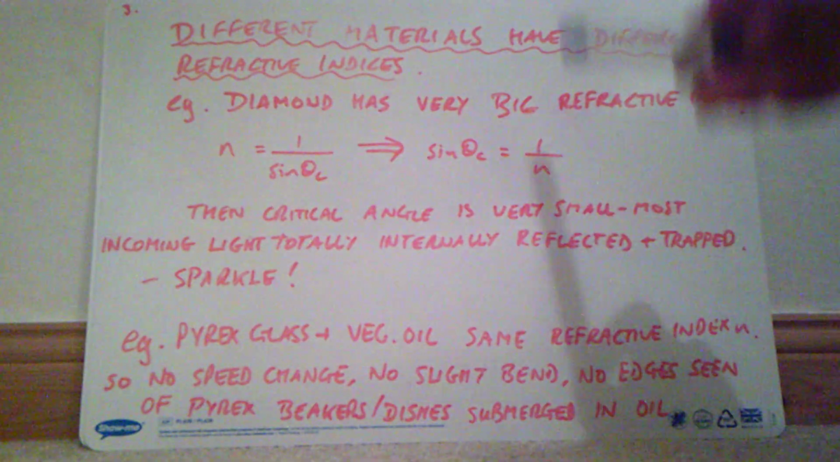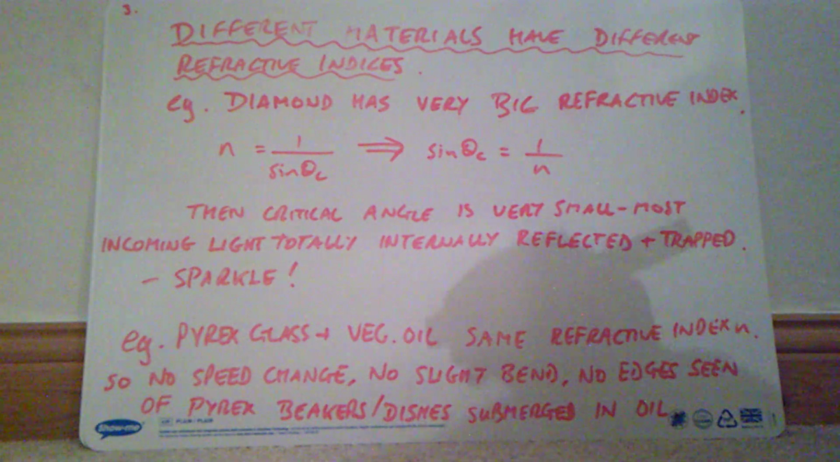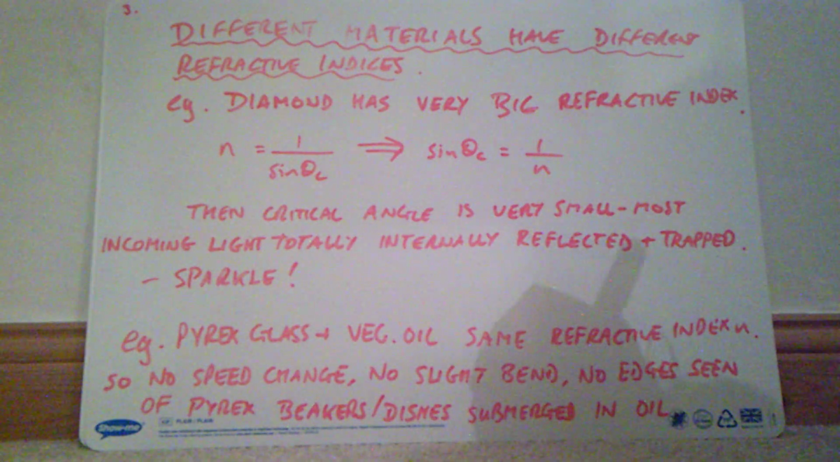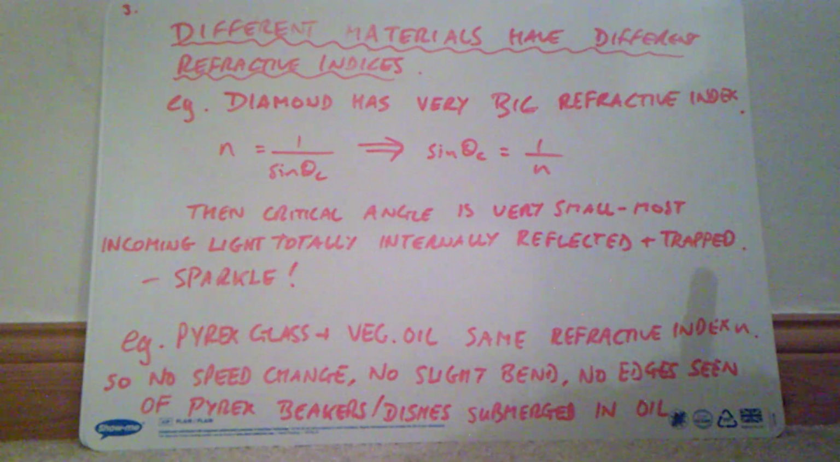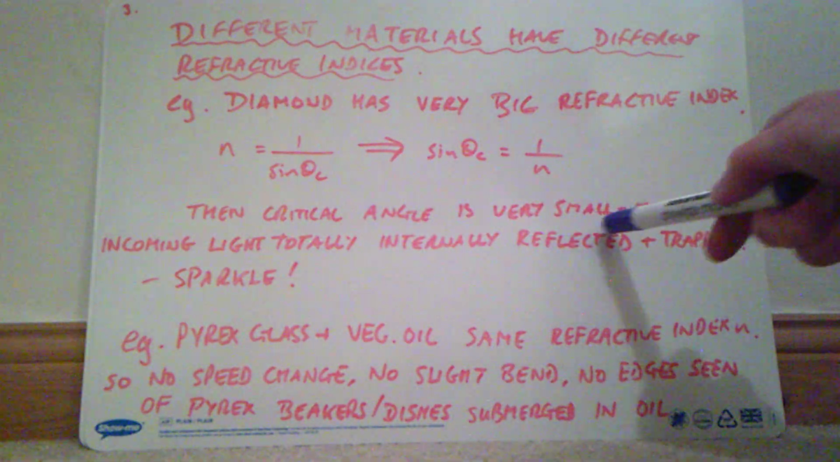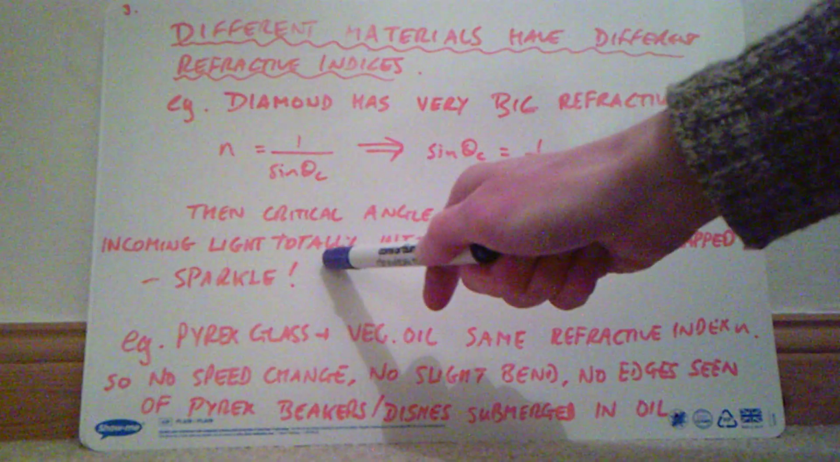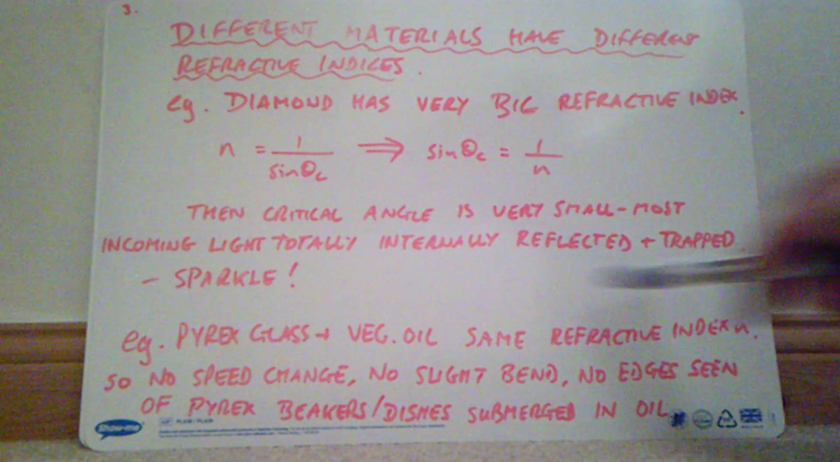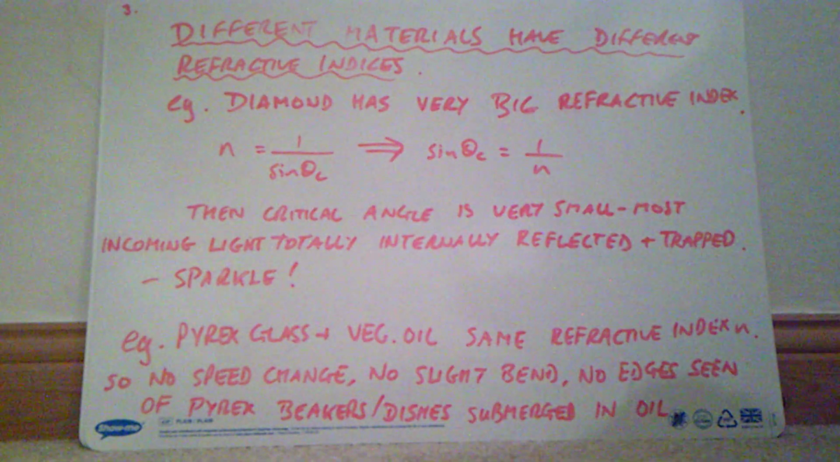Remember, the critical angle is the angle of incidence above which the light is trapped in the material, it's totally internally reflected. So if the critical angle is very small, then most incoming light to a diamond gets totally internally reflected and trapped. And this is what makes diamonds sparkle.